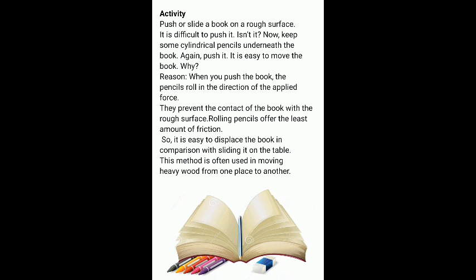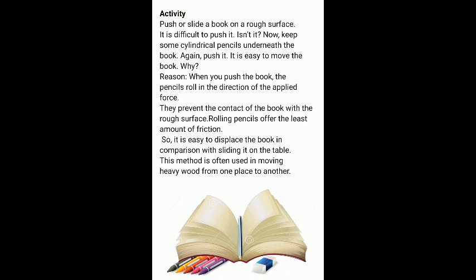When you push a book on the rough surface, it is difficult to push it. Whereas if the pencils are placed under the book and you push it, it is easy to move the book. Why? When you push the book, the pencils roll in the direction of the applied force, so it prevents the contact of the book with the rough surface. Rolling pencils offer the least amount of friction, as we have seen in the rolling friction concept. So it is easy to displace the book in comparison with the sliding one which is on the table.